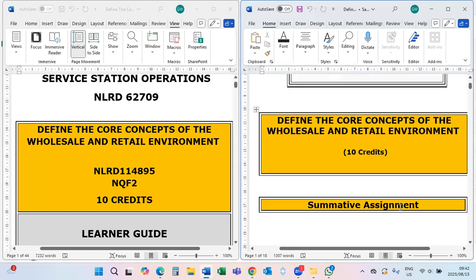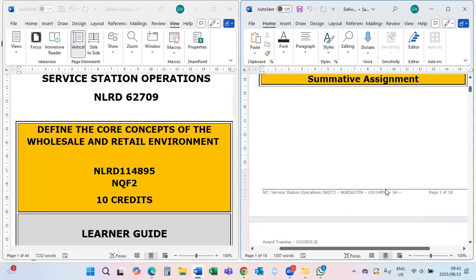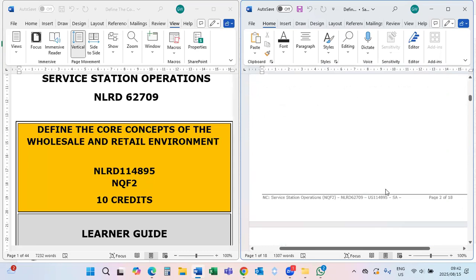Okay, welcome back, everybody. Now we're going to tackle the summative assignment or assessment for Unit Standard 114895. I'm going to share my screen with you and we can go through the summative assignment and see what to answer there. Okay, let's just minimize these things. Okay, so here I've got the learner guide open over here and I've got the summative assignment open over here. So let's go through the first part of it, just to see what needs to be completed here.